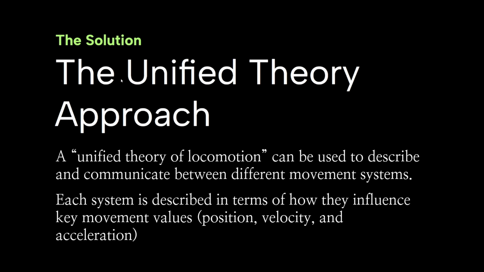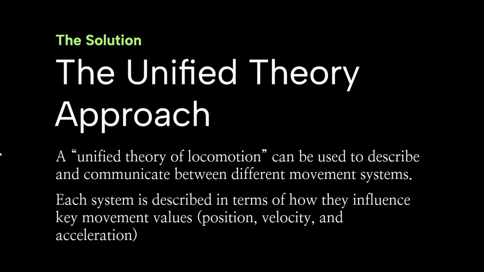And so now that we know that, that's great. But how do we actually use that with our movement systems? We use it with the unified theory approach. A unified theory of locomotion can be used to describe and communicate between different movement systems. Each system is described in terms of how it influences key movement values: position, velocity, and acceleration. And we describe these as being either restrictors or directors, right? So a position director, a position restrictor, a velocity director, a velocity restrictor, an acceleration director, or an acceleration restrictor.